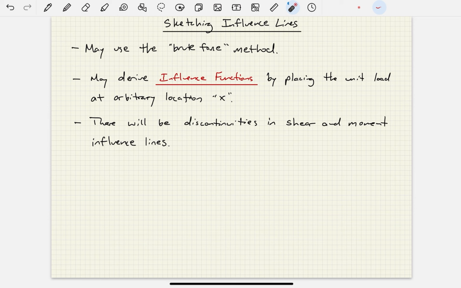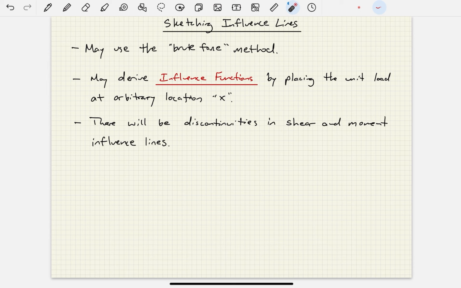Now, what we also can do, and this next bullet point is more useful for beams, is derive what are called influence functions by placing that dimensionless unit load at an arbitrary location x, and then using equilibrium procedures to derive an influence function. This methodology is a lot more user-friendly when we're sketching influence lines for beams. It's not as user-friendly for trusses, which is why we did not do it for trusses. We used the brute force method for trusses, okay?